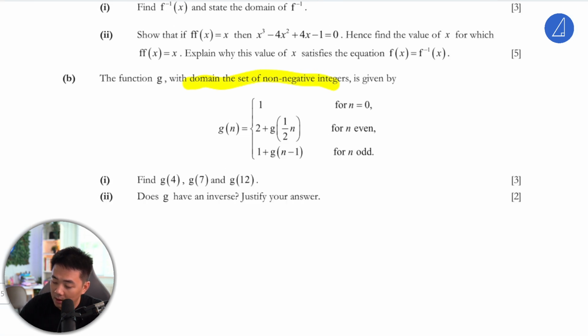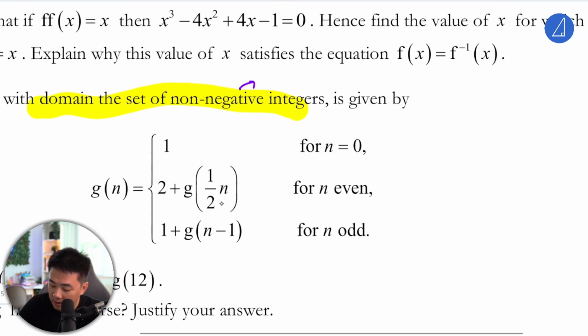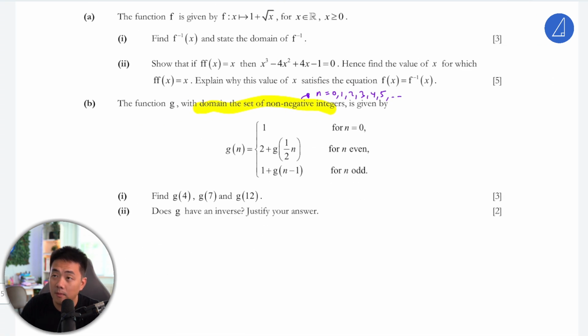Meaning to say the n, in this case the n here, n is non-negative, so it'll be 0, 1, 2, 3, 4. These are all integer values, right? Okay, so it is given by this function g here.